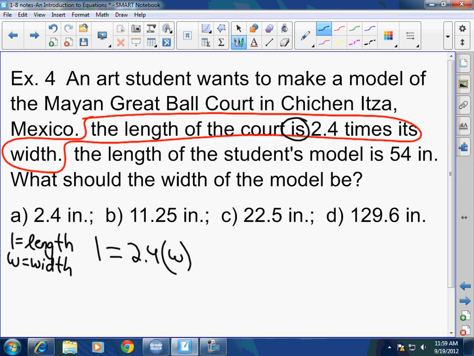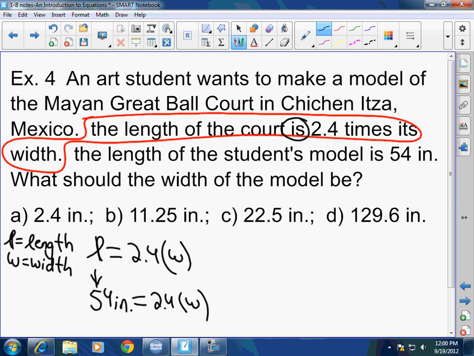Now, I got two variables though. And let me do this in cursive. I got L and I got W. Do I know what L is? Read. Read. The length of the student's model is 54 inches. So what is length? So you evaluate. Sorry about that. That was the bell. And that's going to equal 2.4 times W, because we definitely do not know what W is. That's what we're looking for, correct? Does everyone understand how I got that equation?